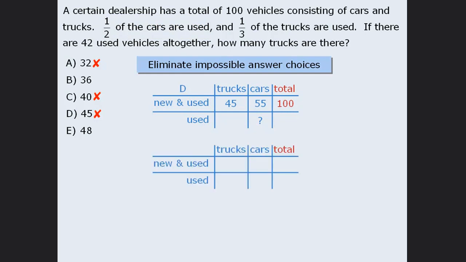If it works, we'll take that answer. If it doesn't work, the other answer choice must be correct. Let's try answer choice E. This tells us that there are 48 trucks. Now, if there are 48 trucks, then there must be 52 cars for a total of 100 vehicles. If 1/3 of the trucks are used, then there are 16 used trucks, and if 1/2 of the cars are used, then there are 26 used cars. Using these values, we see that there is a total of 42 used vehicles, which matches the condition in the question. As such, the answer to this question is E.